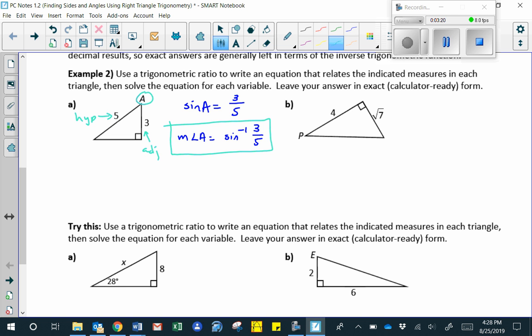In example 2b, we have angle P, 4, which is adjacent to angle P, and the square root of 7, which is opposite to angle P. That indicates that we're going to use a tangent ratio. Tangent of angle P is equal to the opposite, square root of 7, over the adjacent 4. In order to solve for the measure of angle P, we need to undo the tangent or use an inverse tangent. So measure of angle P is equal to the inverse tangent of the square root of 7 over 4. And there again is our calculator-ready form.